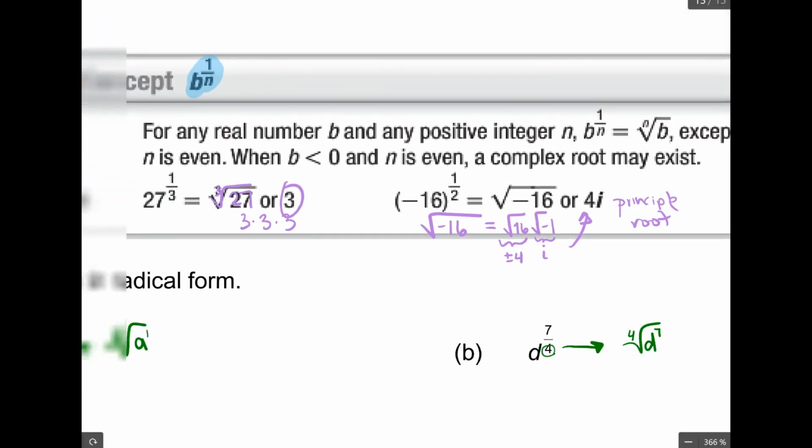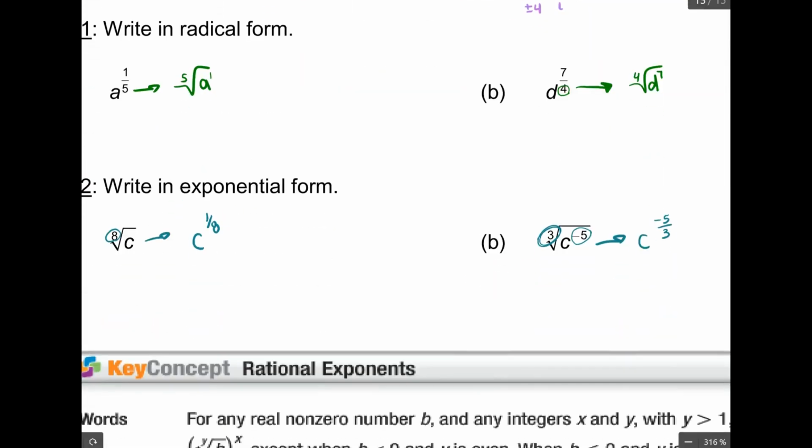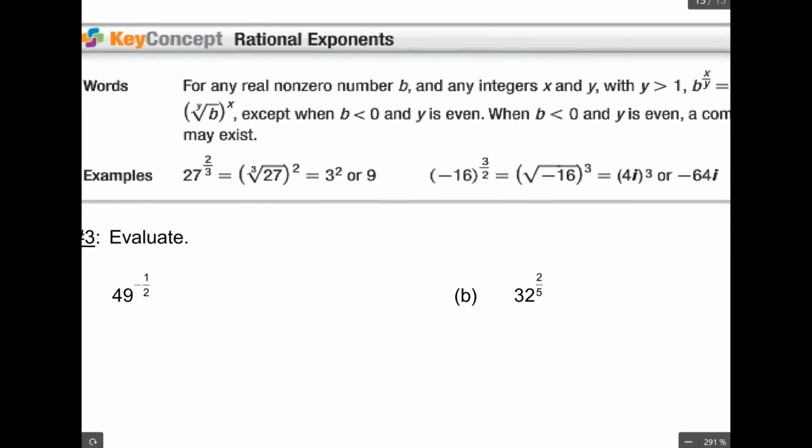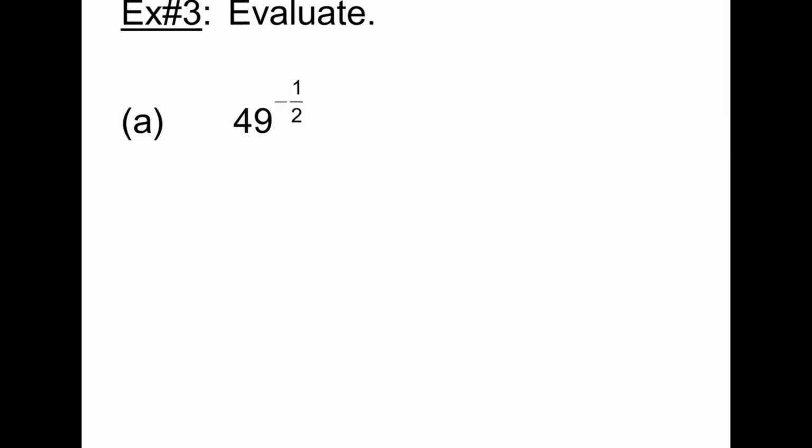Okay, so notice these are all the numerators were 1. Now this next key concept is talking about what happens when your numerator is not 1, but we've already dealt with this a little bit.